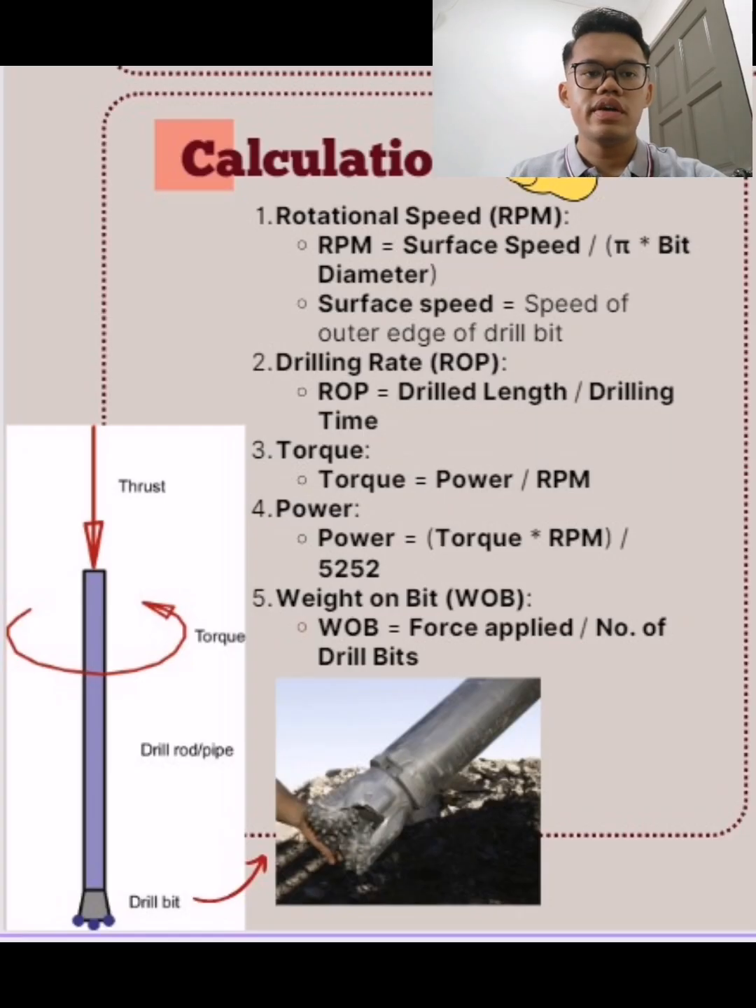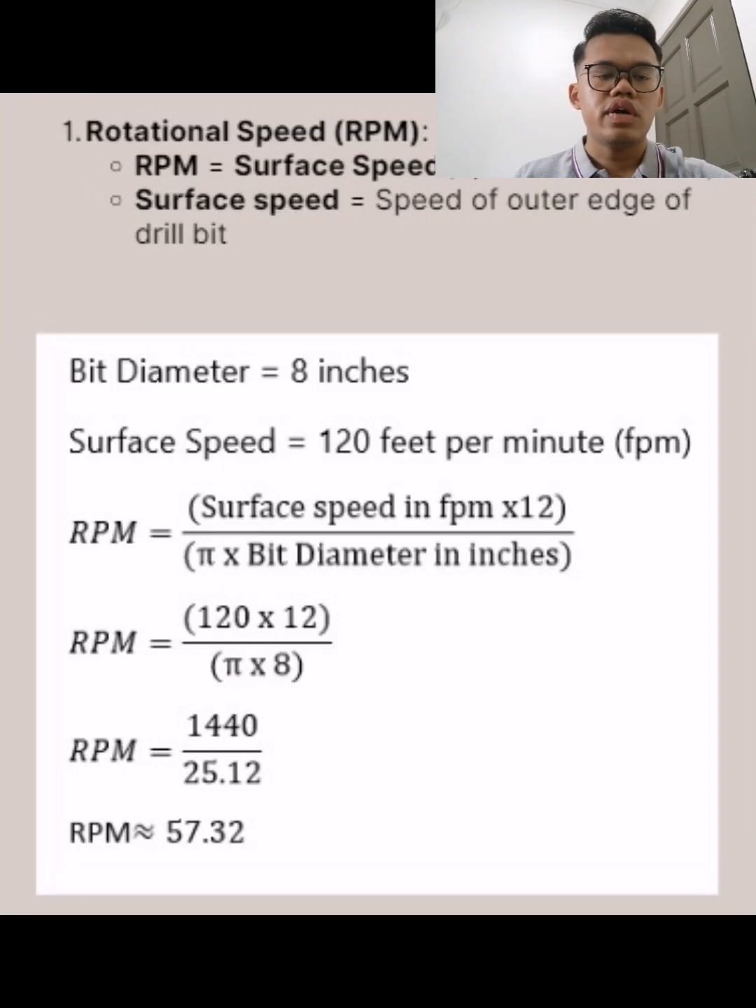For the calculation, so this is the formula that we have that involved with the rotary wash drilling machine, and we will go through the calculation one by one. So for the first part of calculation, it is about the rotational speed of the drilling bit, which is a very crucial parameter. The formula to calculate rotational speed or RPM is surface speed divided with pi multiplied to bit diameter. Surface speed is usually in feet per minute, but the bit diameter is in inches.